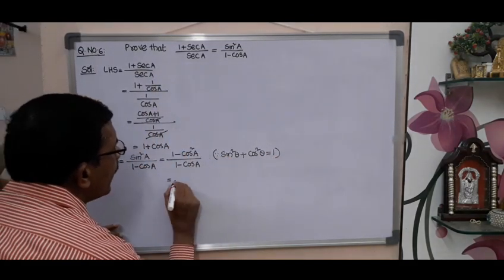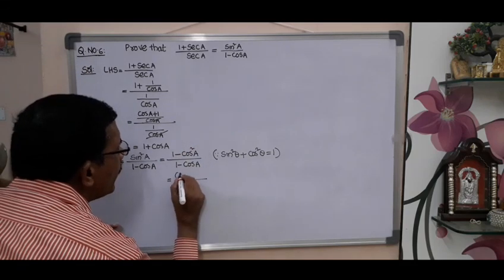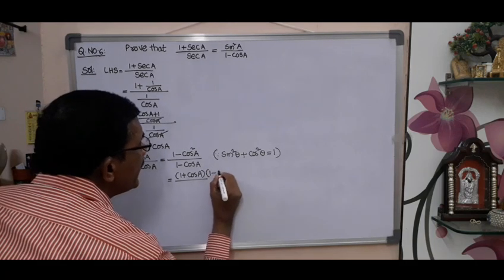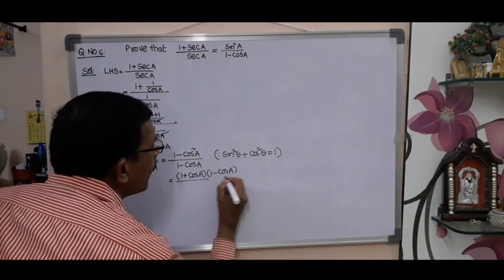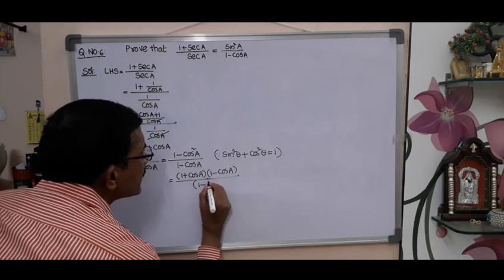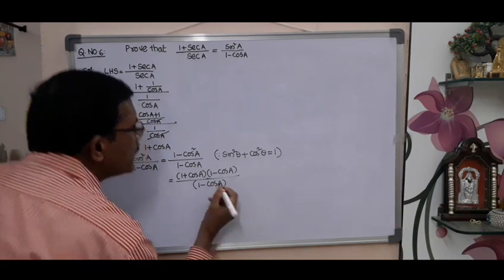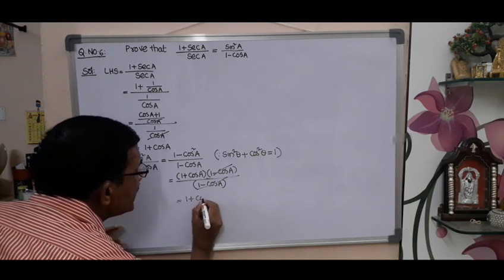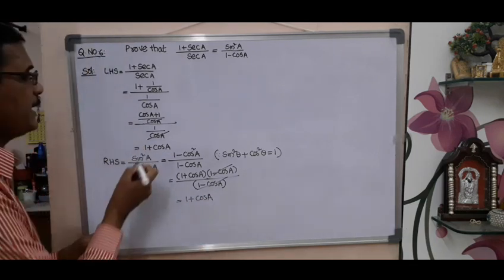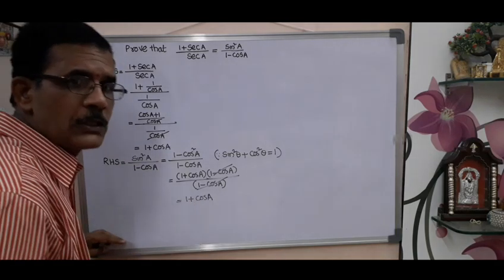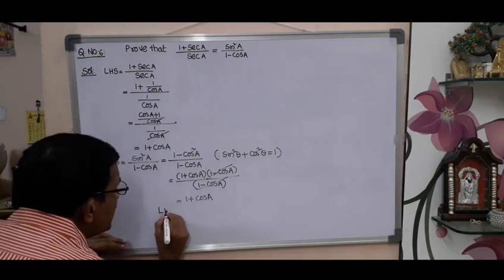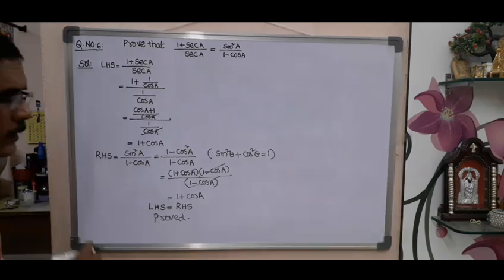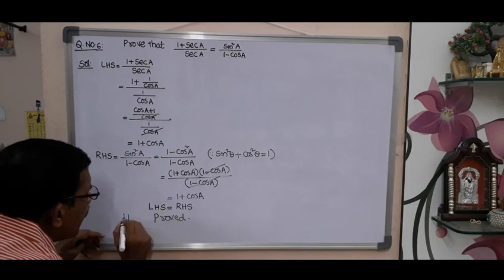Again it is A square minus B square form. So I am writing 1 plus cos A into 1 minus cos A by 1 minus cos A. This 1 minus cos A will get cancelled. Now we have only 1 plus cos A. LHS is 1 plus cos A. RHS is also 1 plus cos A. LHS is equal to RHS. Hence proved.